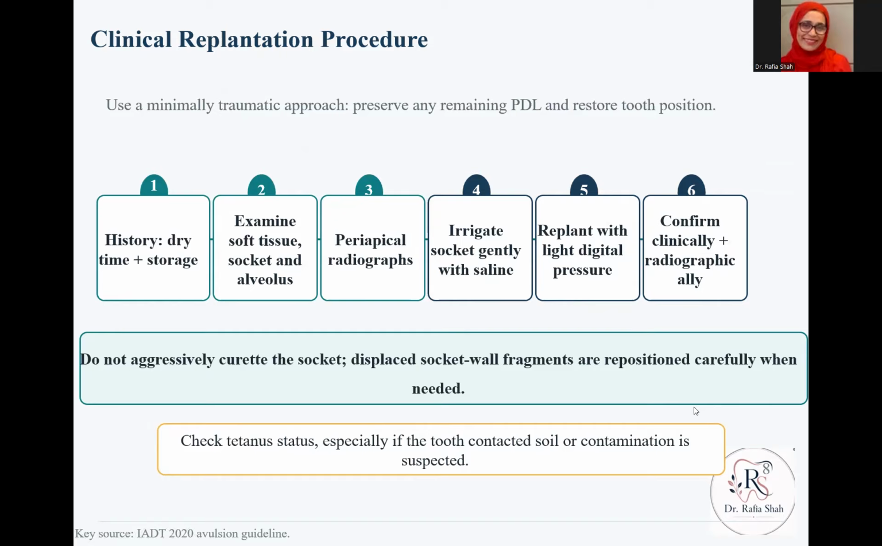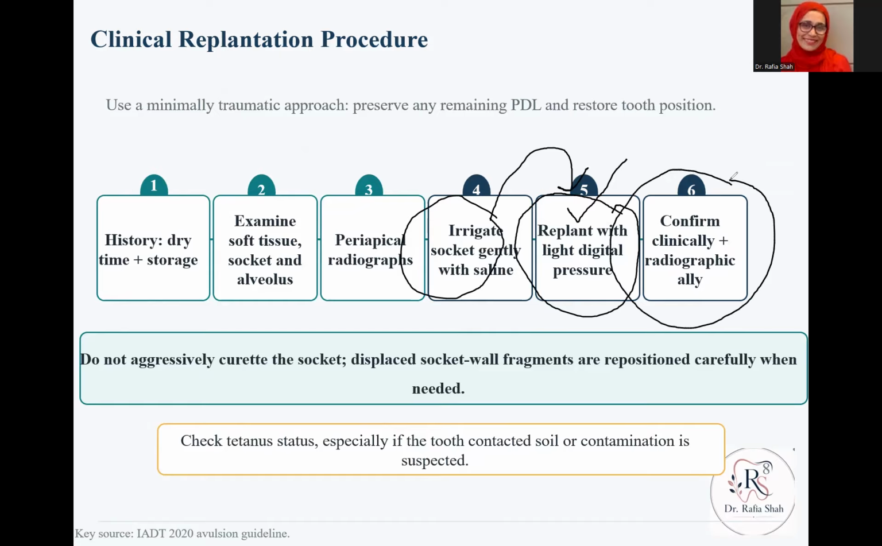After washing and removing the debris from the socket, we quickly take the tooth into the socket and place it. But before placing, you need to make sure that your orientation of the tooth is proper. After proper orientation, we replant the tooth with slight pressure, always holding from the crown of the tooth, never from the root. After that, we confirm the position of the tooth clinically, and we also need to confirm it radiographically.